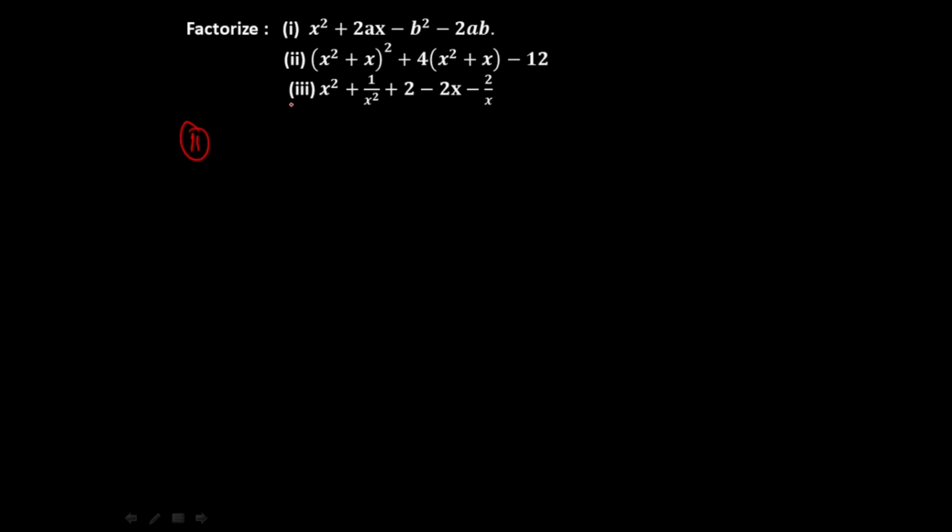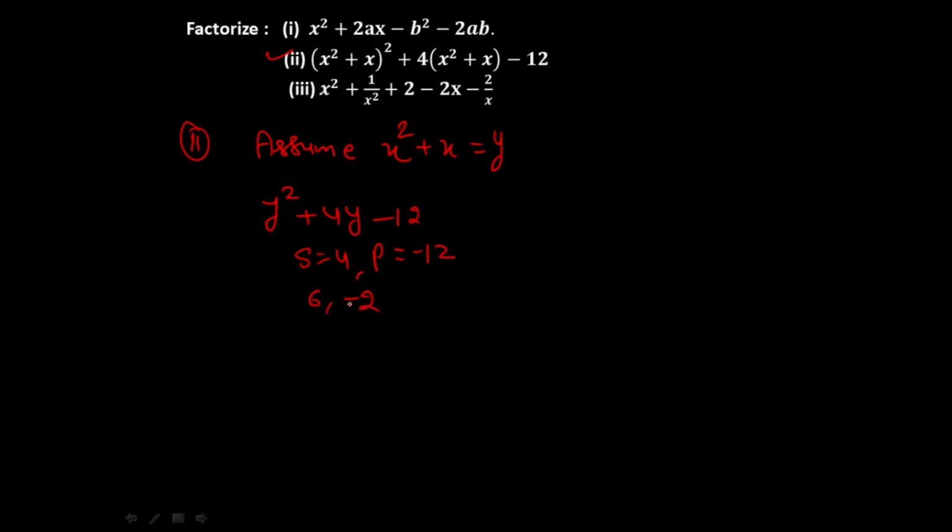Factorize this whole thing. Okay, so how can I factorize this? This kind of question is already done, but it's okay, I'm taking this again. I'm going to assume x square plus x as something else, suppose y. So the whole expression becomes y square plus 4y minus 12. Now we know how to factorize this. Here sum should be 4 and the product should be minus 12. So two numbers are positive 6 and minus 2. Sum of these two is 4 and the product is minus 12.